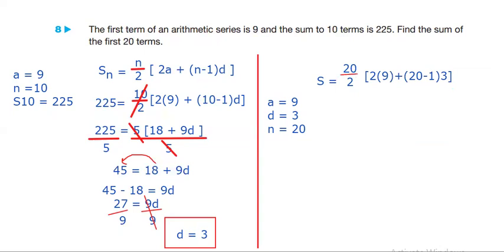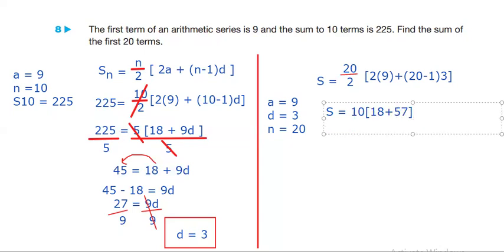So the sum of the sequence will equal 20 divided by 2 is 10. Now I'll put the bigger bracket. So 2 times 9 is 18 plus 20 minus 1 is 19. And don't forget that the 19 is multiplied by the 3. So 20 minus 1 first, and then you multiply it by 3 because you're following BIDMAS rules. So it's going to be 57, like this. And then you close the bracket. Now you have to do what's inside the bracket again.